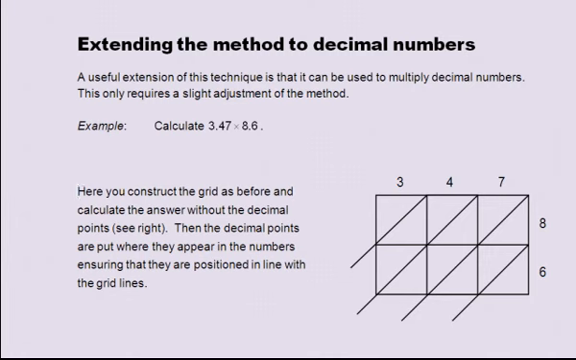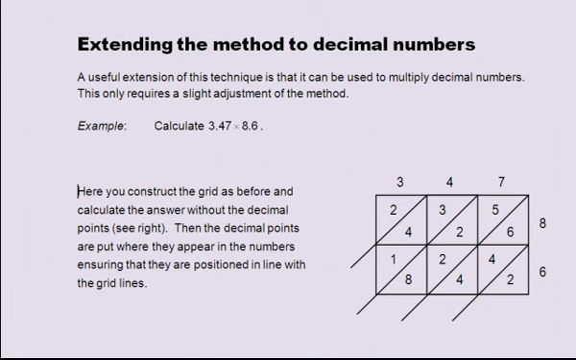Fill the squares in as usual, so 3 multiplied by 8 is 24. 4 multiplied by 8 is 32. 7 multiplied by 8 is 56. 3 multiplied by 6 is 18. 4 multiplied by 6 is 24. And finally 7 multiplied by 6 is 42.